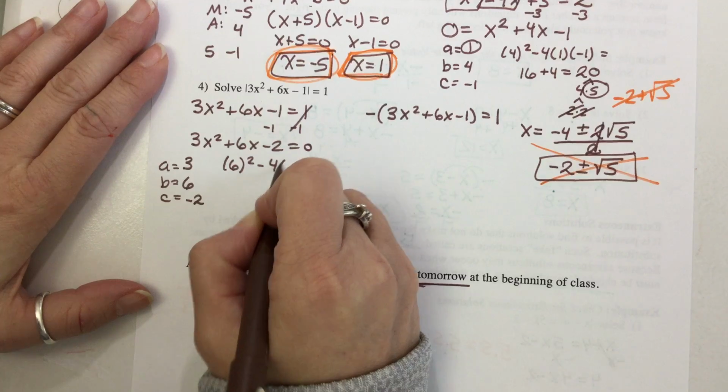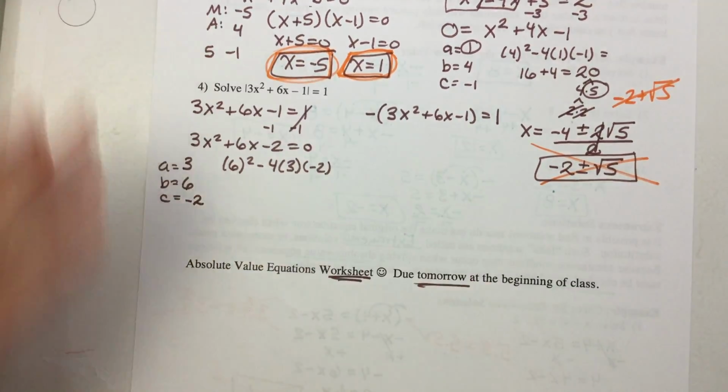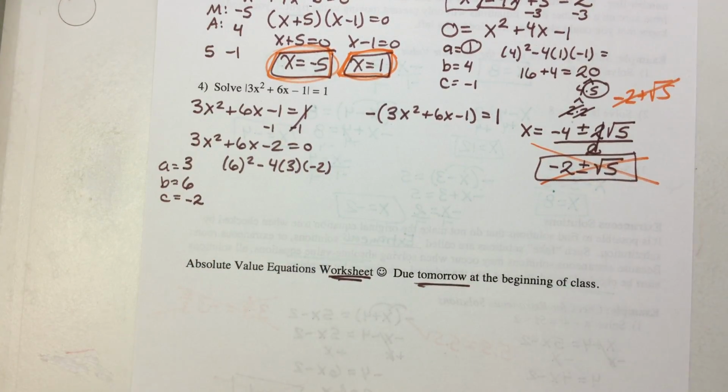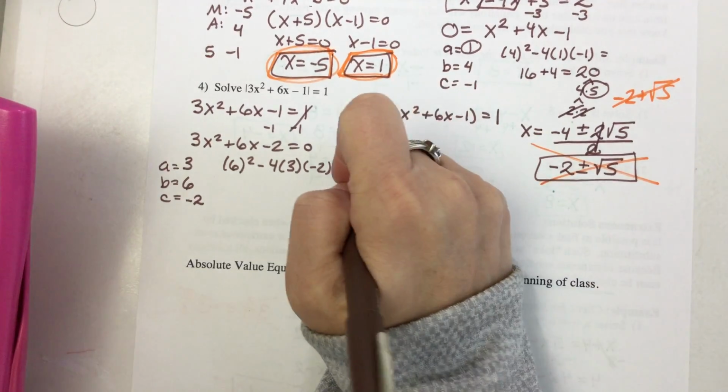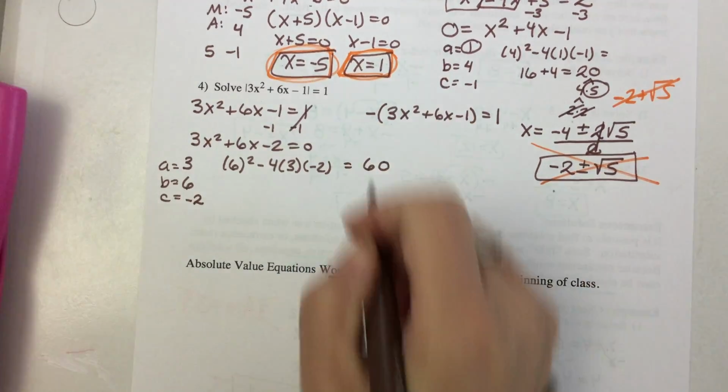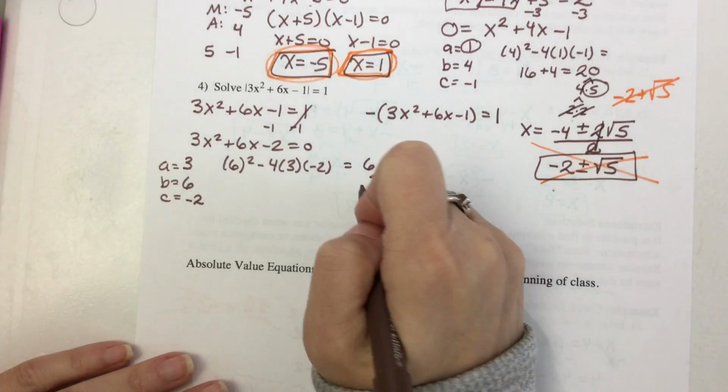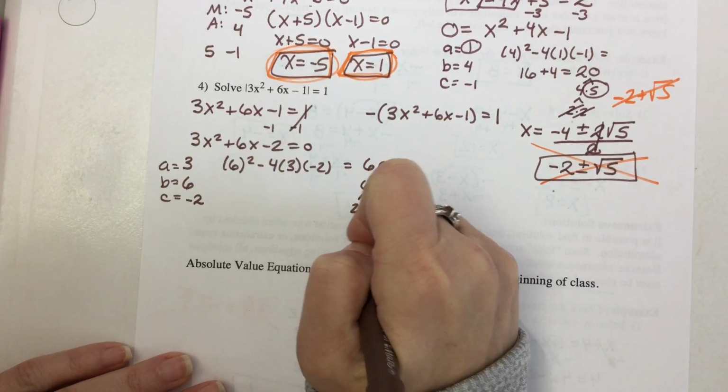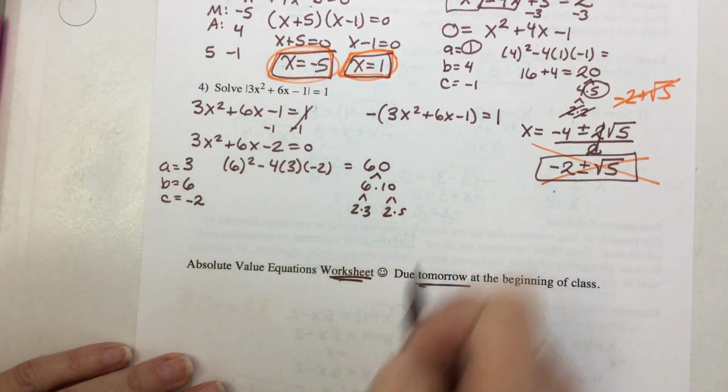b squared minus 4 times a times c. If I go ahead and calculate this, it's my discriminant. 6 squared minus 4 times 3 times negative 2. This is 60. Well, 60 is not perfect. It's 6 times 10, 2 times 3, 2 times 5.